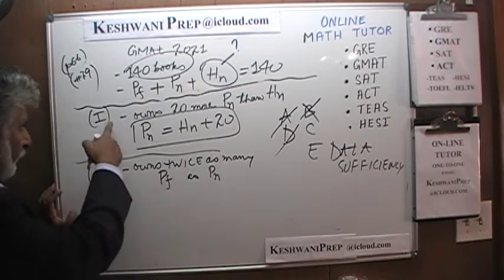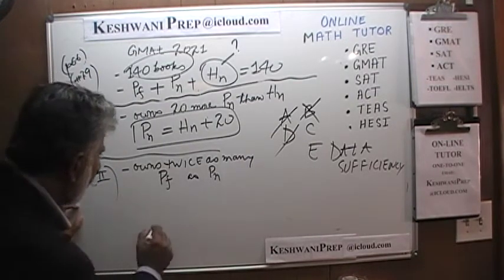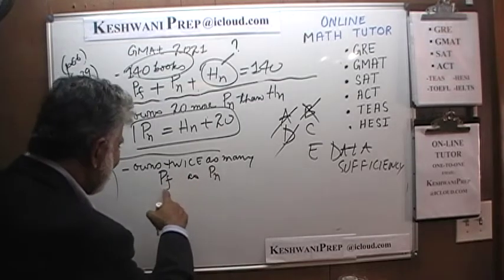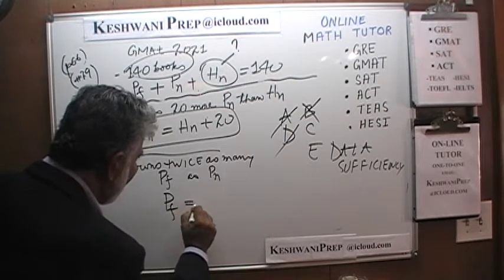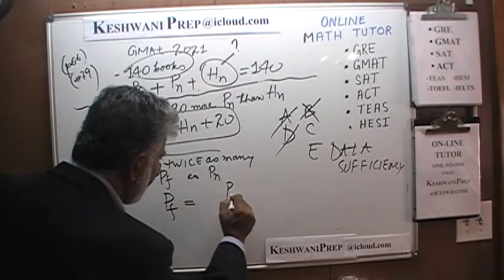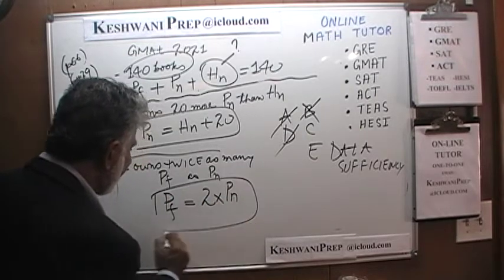But if you put the first and second statements together, the second statement gives us the third equation that we're looking for, which is twice as many paperback fiction books as nonfiction. So whatever number of paperback nonfiction we have, we have two times as many paperback fiction.